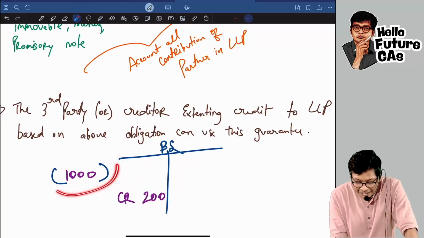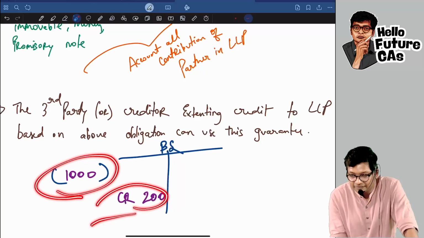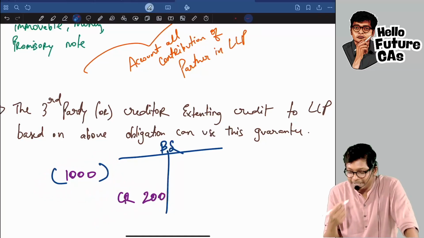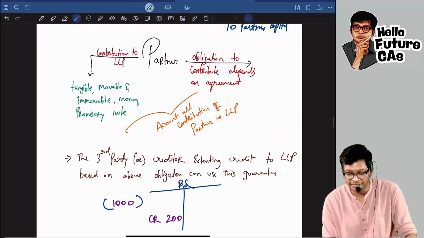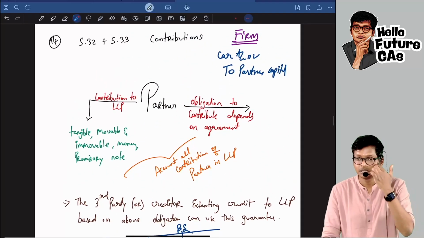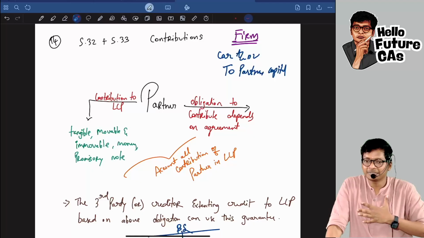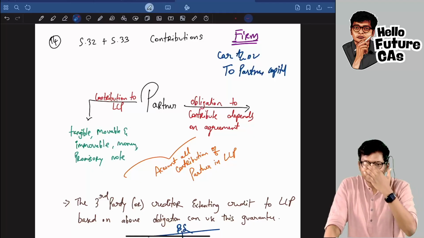So either security or use, he can give it to the creditor. In the future, if the LLP is not repaying, the creditor can use this as a guarantee. Are you following, guys? Understanding? See, simply I'm telling.